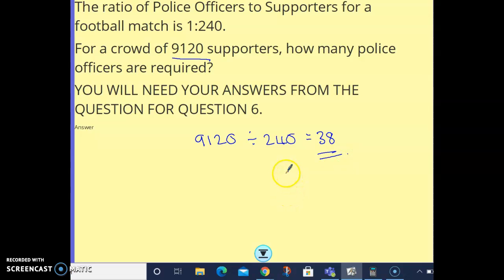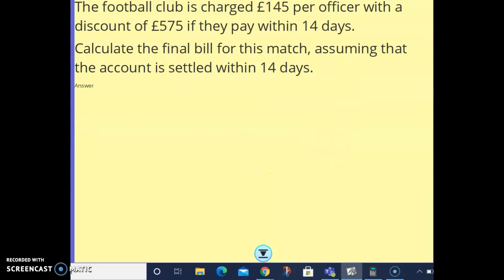I've changed that for the actual assessment, so you won't use your previous answer in the actual assessment, just to make it clearer. Okay, so the second part of that question. Football club is charged £145 per officer with a discount of £575 to pay within 14 days. Now there was 38 officers getting charged £145 per officer. It's 38 times 145 is 5,510. But they pay within their 14 days, so they get a £575 discount.